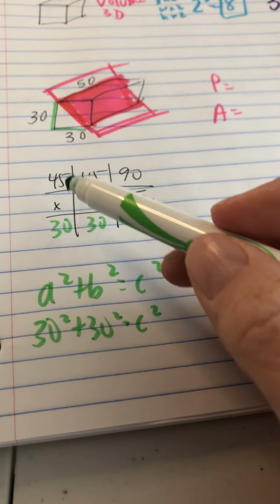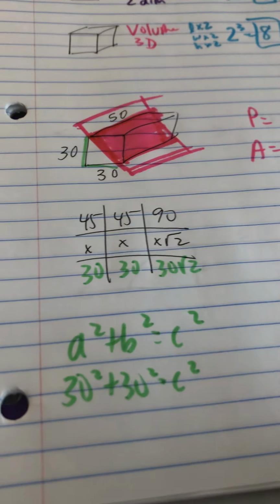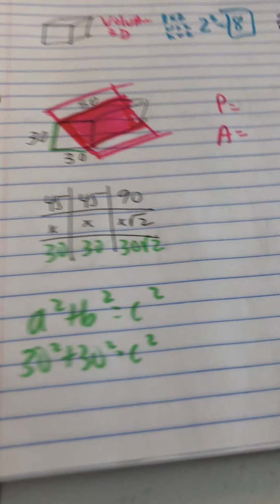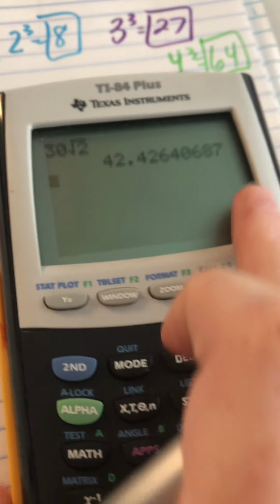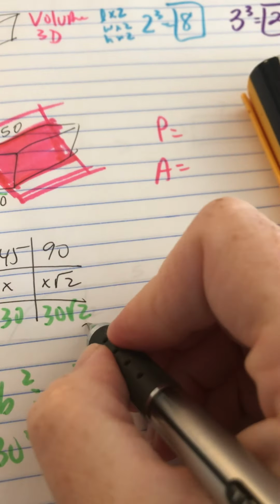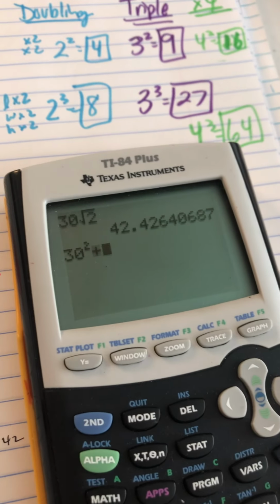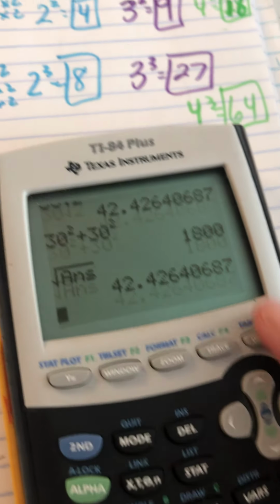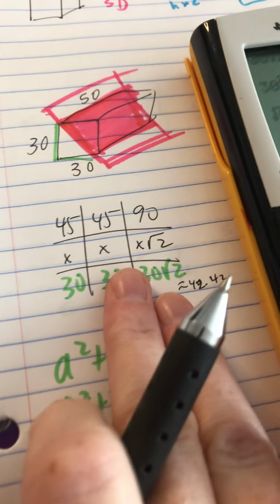Or Ms. Cooper taught you the shortcut: x, x, x rad 2. So this is 30 rad 2. If I did 30 rad 2, you would get 42.42. And if I did this guy, 30 squared plus 30 squared is 1800, and then when I take the square root of that number, I also get 42.42. So it's the same thing as the Pythagorean theorem, it's just a shortcut.